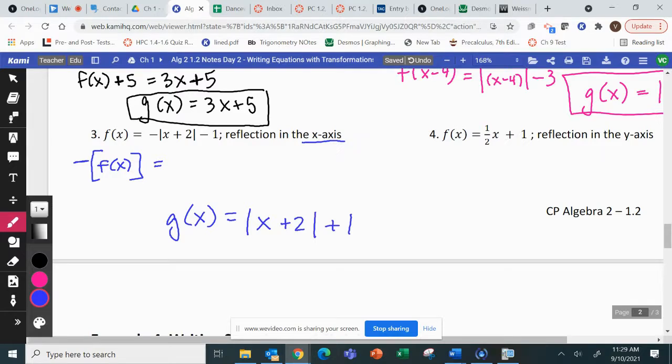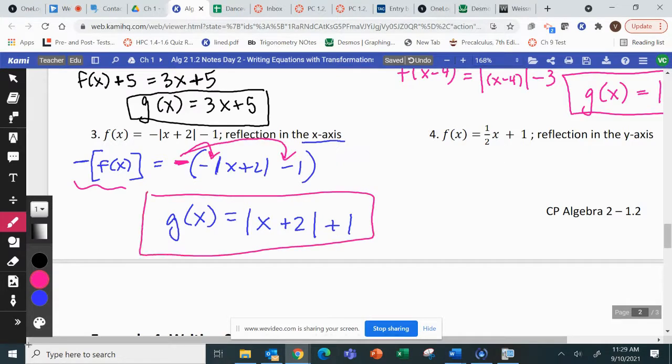So he knew what to do, but he maybe didn't write this part. How we get that is we have to do a negative sign on the outside of our original function, negative absolute value, x plus 2, close the absolute value, minus 1. We have to do that negative on the outside and then distribute it to the negative here and the negative here, which makes both of them positive.